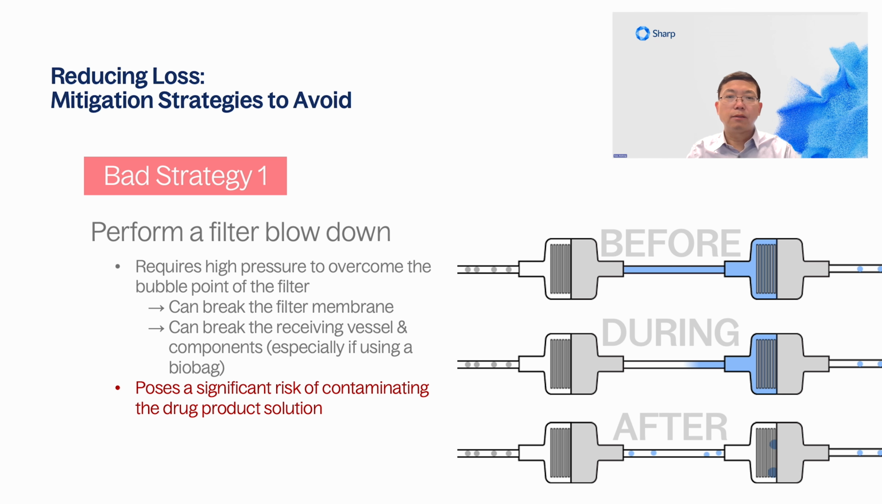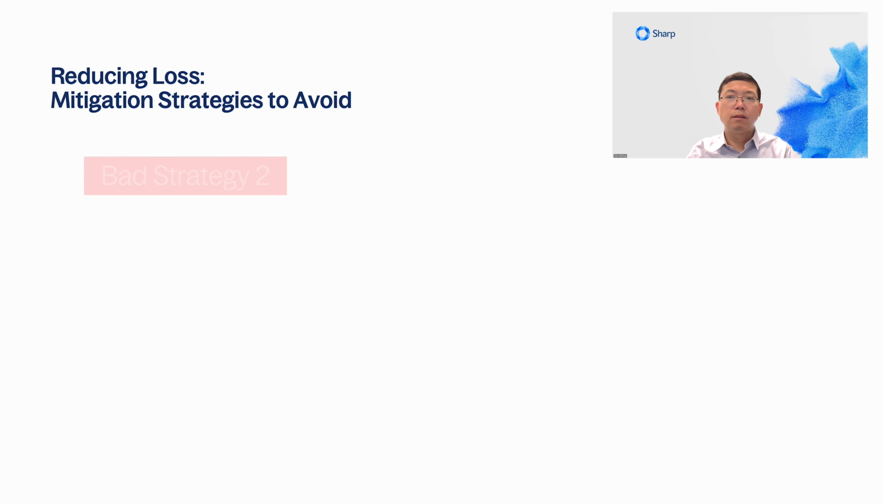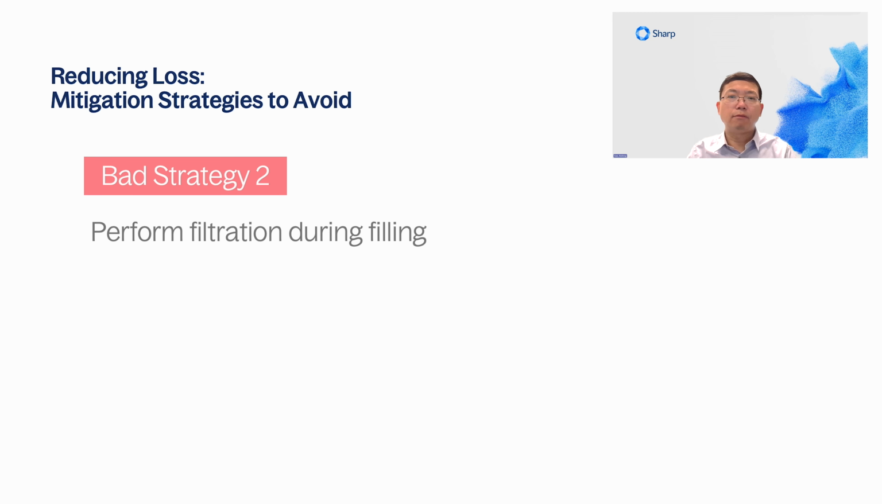Another high-risk strategy to reduce product loss is to filter on the line, which I and Tyler have described as our process for filtration and filling is two separate steps.